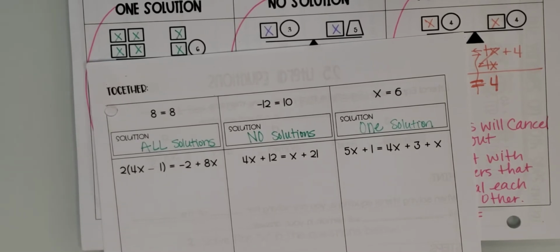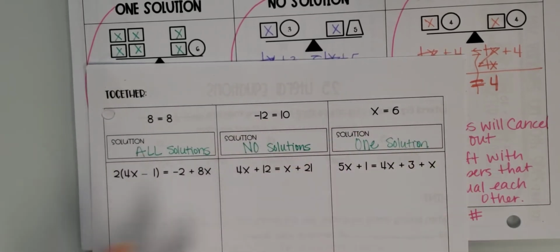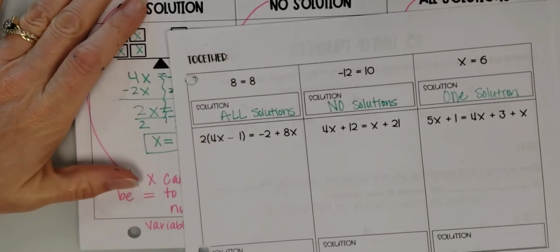Okay. So hopefully those three were pretty easy, because all you're doing, you've already solved it. You don't have to do any of that kind of work. But now we've got 3 where we need to do the actual work. We need to actually solve it and see if it's going to be an all solution, a no solution, or a one solution.